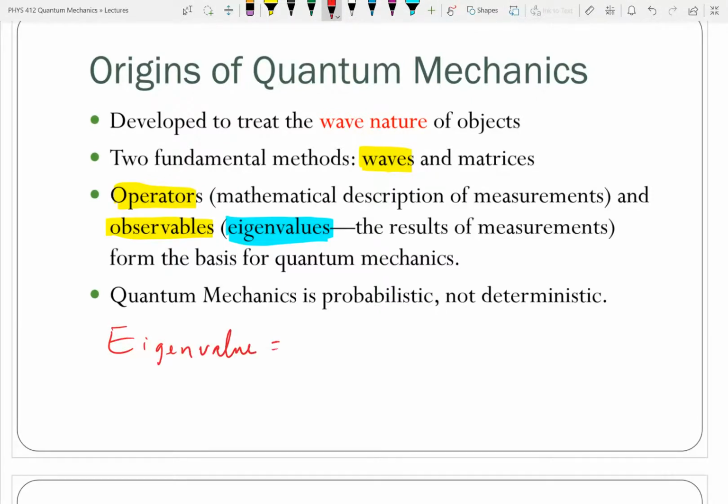It's like what you get after you operate on the side, like the wave functions. Okay. That is a correct statement.